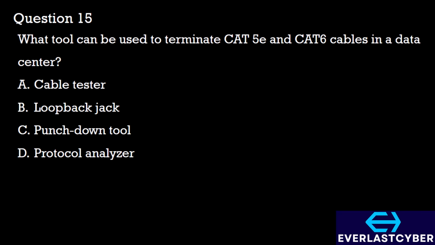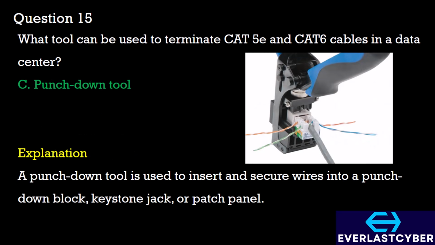A loopback jack is used to test network ports by looping the signal back to the same device. A punch down tool is used to insert and secure wires into a punch down block, while a protocol analyzer is used to capture and analyze network traffic for troubleshooting and monitoring purposes. So the tool based on these options that can be used to terminate the cables will be option C, the punch down tool. It is used to insert and secure the wires into a punch down block or patch panel.